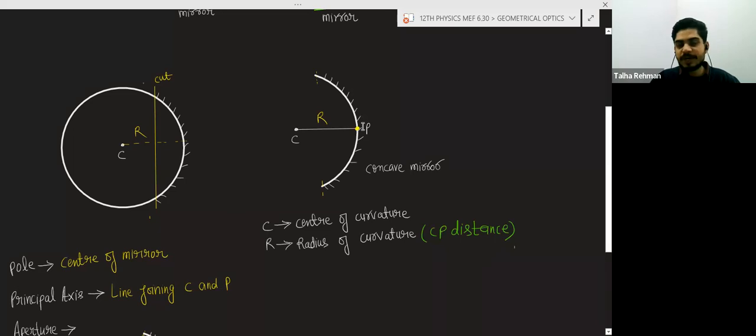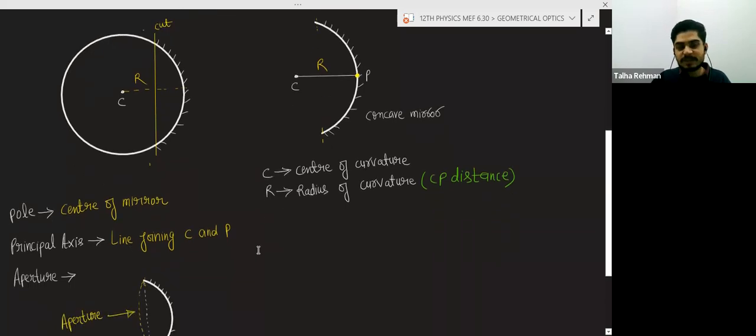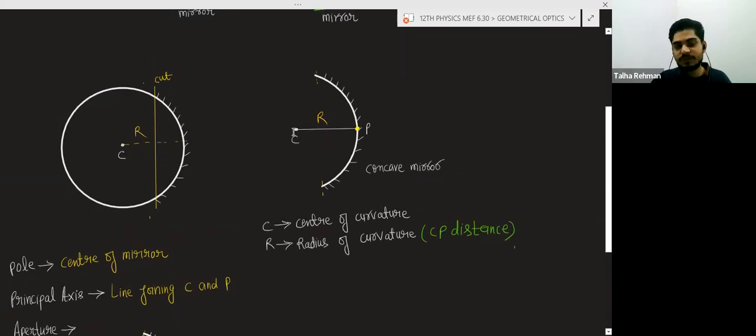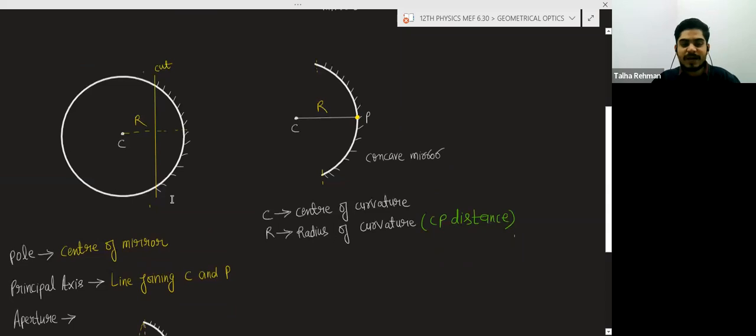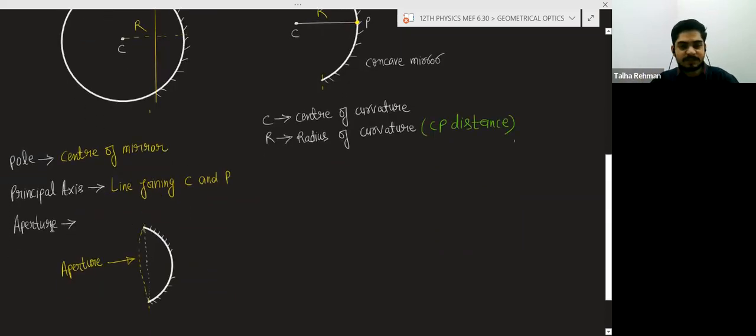The pole is the midpoint, or the middle point, of this mirror. This pole divides the mirror into two equal halves. The principal axis is the line joining the center of curvature and the pole. The aperture is the portion of the mirror from which reflection of light can take place.